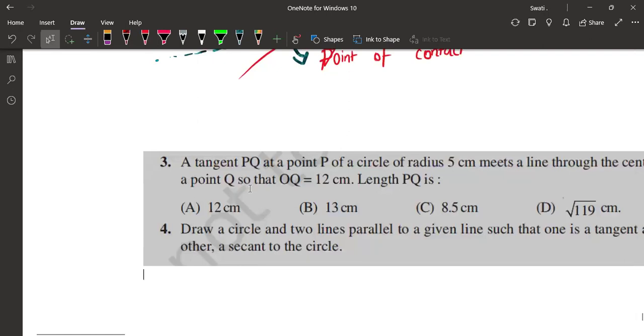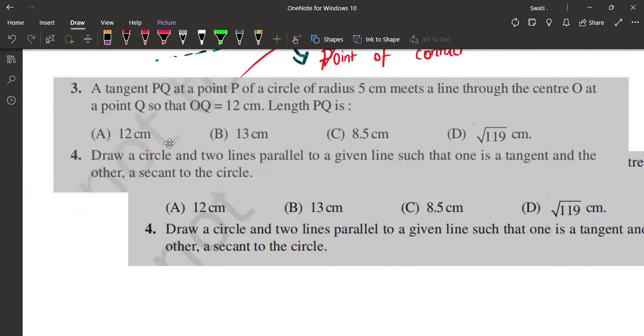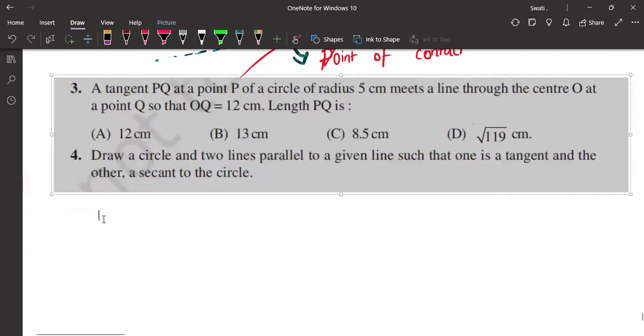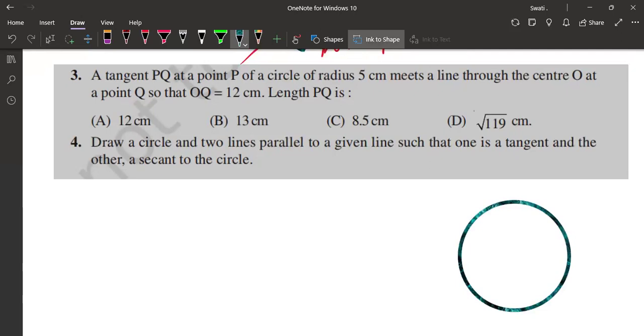So, would you like to read the third question? Yes. Can you read the third question? A tangent PQ at point P of a circle of radius 5 cm meets a line through the center O at a point Q so that OQ equals 12 cm. PQ is: first 12 cm, second, third, fourth. These are the options, and you have to choose the correct option.